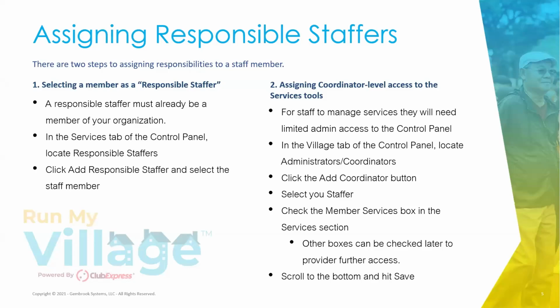There will be a lot of other boxes you can check, and you can also come back here and add more options if it turns out that one of your staffers needs access to more than just member services. But for what we're covering today, if they have access to member services, they should have all the access they need in order to be an effective staff member. And then finally, once you've added them, you'll just scroll to the bottom and hit save on that page.